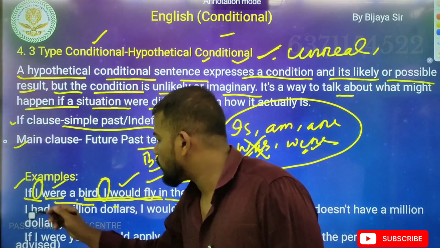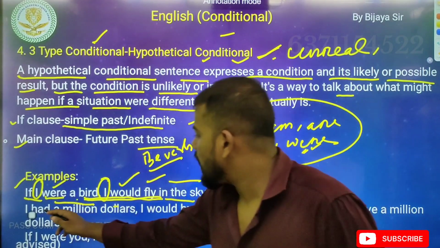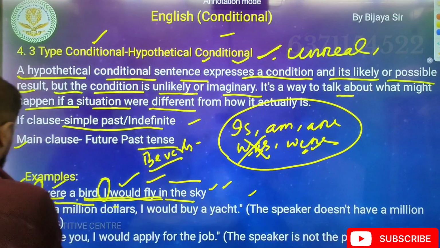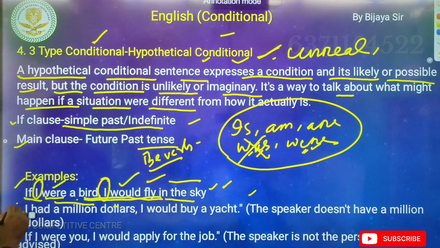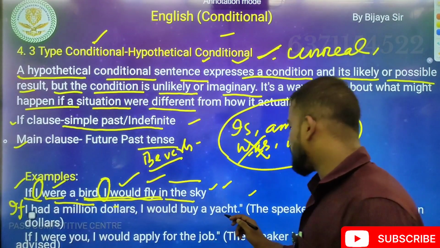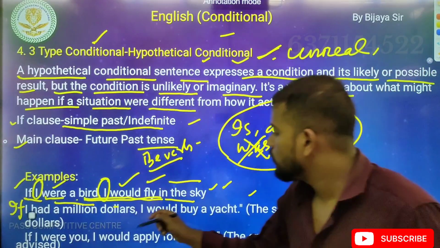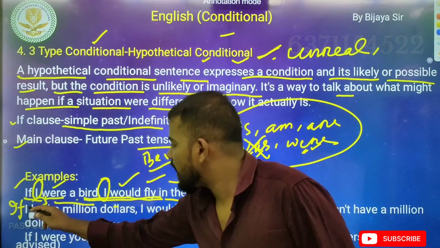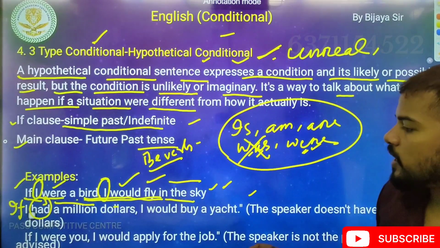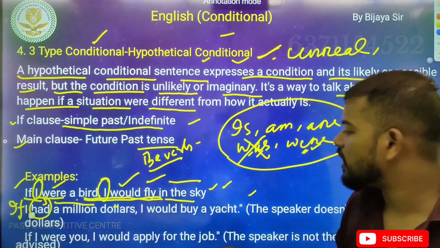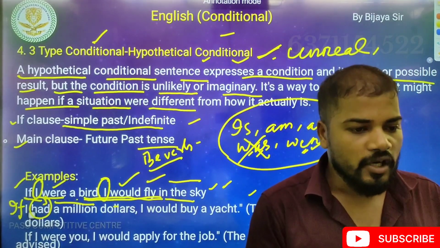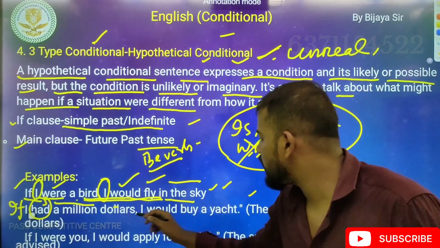Our second example, dear students: if I had $1 million, I would buy a yacht. Here, had is used for the past form of have, simple past. If I had $1 million, I would buy a yacht. Not: if I would have $1 million, I would buy a yacht.